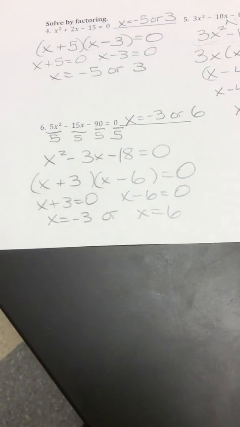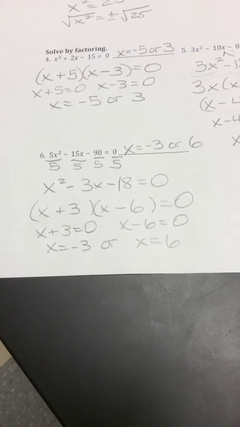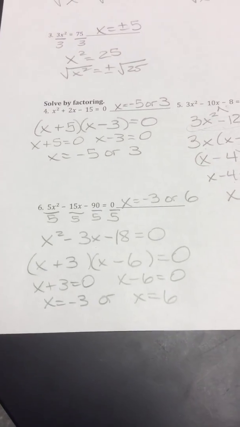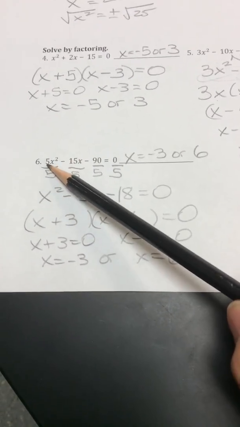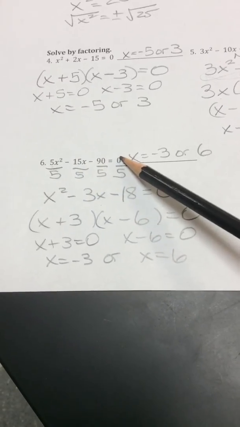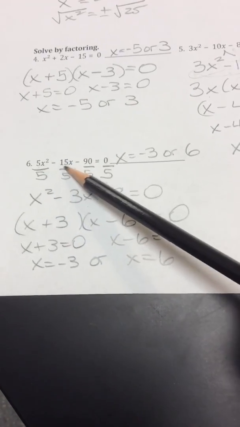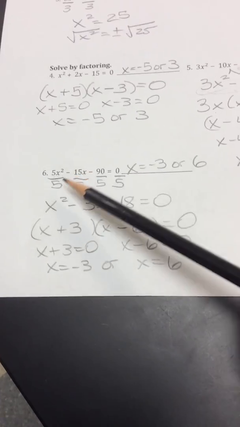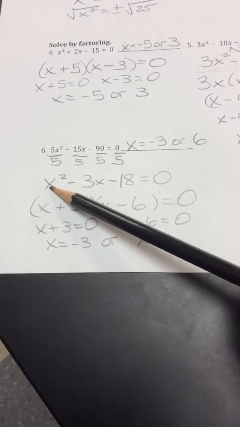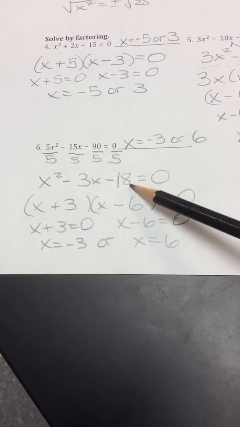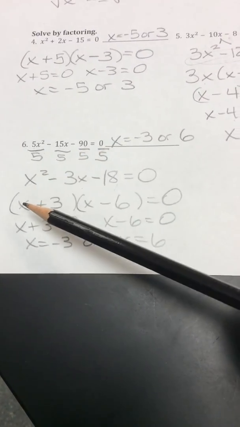Okay, last one on this side. We're solving by factoring. I see that a isn't 1, bums me out, but I realize, wait a minute, all of these are divisible by 5. Okay, so I can take that 5 away completely. Just divide everything by 5. I get this nice a equals 1, x squared minus 3x minus 18. So I go straight to factor.